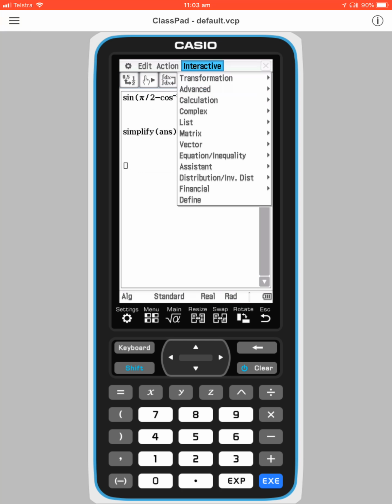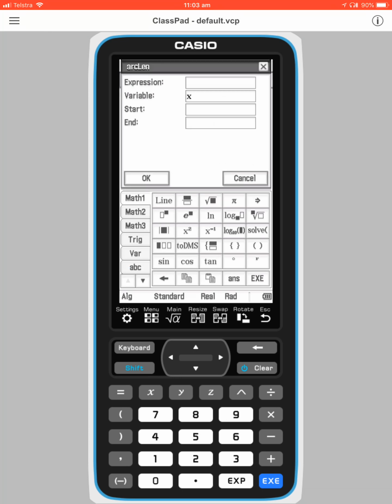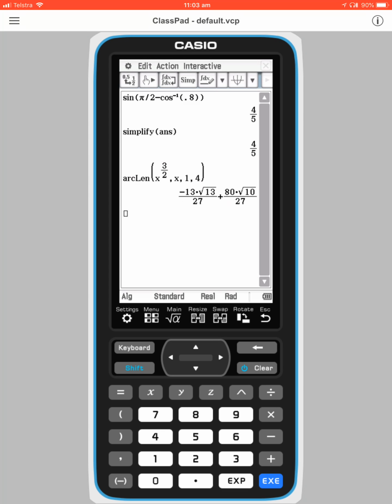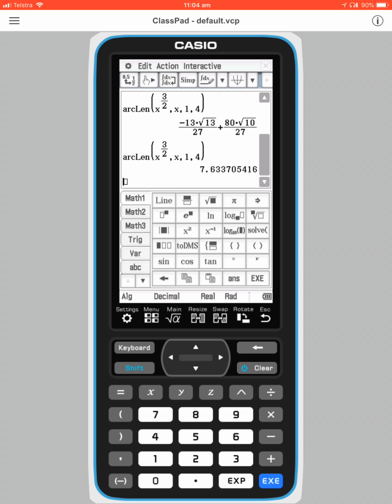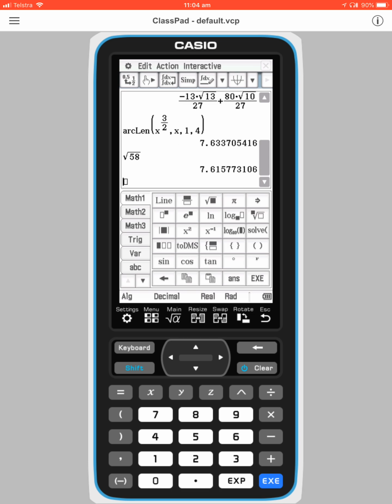Actually, we can use arc length. In here, you've got calculation, line, arc length. Our expression was x to the power of 3 divided by 2. Start was 1, finish was 4. So that's our exact length. And if we want a decimal, we get 7.63. And if we worked out our direct line, that was root 58. So you can see it's longer, but not much. It's almost a straight line.